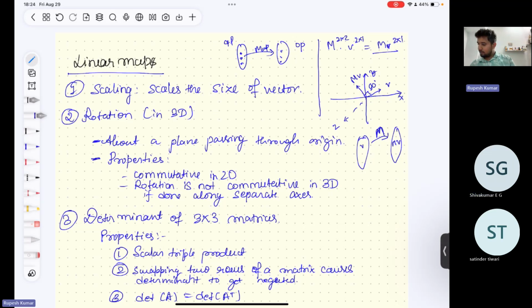So let's move further. So this was some basic introduction, what are linear maps and why we are studying these and how they are associated with the matrix vector product, right? So this is it.